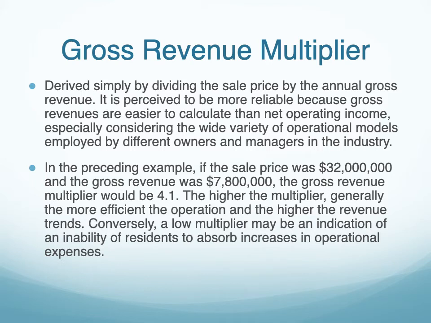So in the preceding example, let's say the sale price was $32 million and the gross revenue was $7,800,000. The gross revenue multiplier would be 4.1. The higher the multiplier, generally the more efficient the operation, and the higher the revenue trends. Conversely, a low multiplier may be an indication of an inability of residents to absorb increases in operational expenses.